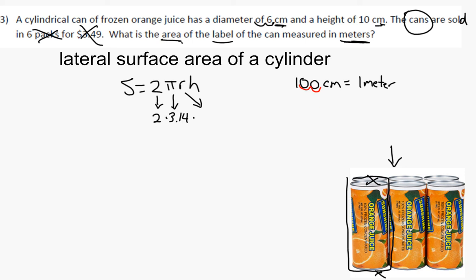Simple. So 6 centimeters would be 0.06 meters. That's diameter, right? So all the way across here would be 0.06, but we just want the radius, which is half of that, so that's just going to be 0.03. Okay, and then our height, 10 centimeters, same thing.